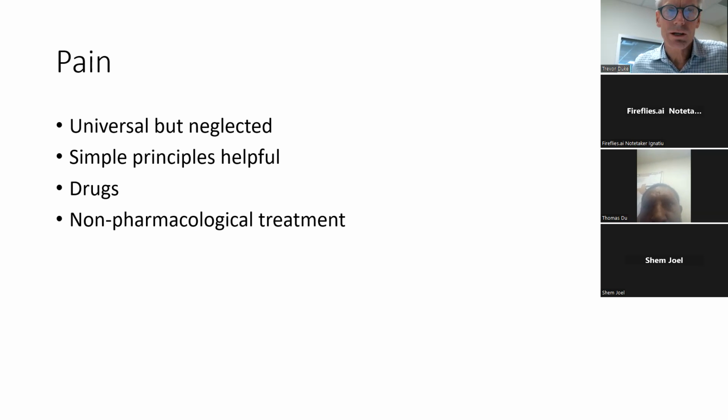But if you understand about analgesia and non-pharmacological management of pain, and you have simple principles to follow and basic drugs, then I think mostly you can keep children under much better pain control and usually very comfortable. So that's what we're going to talk about today. It's a universal problem. It's often neglected. We don't often teach anything about pain management, but actually it's not that difficult.